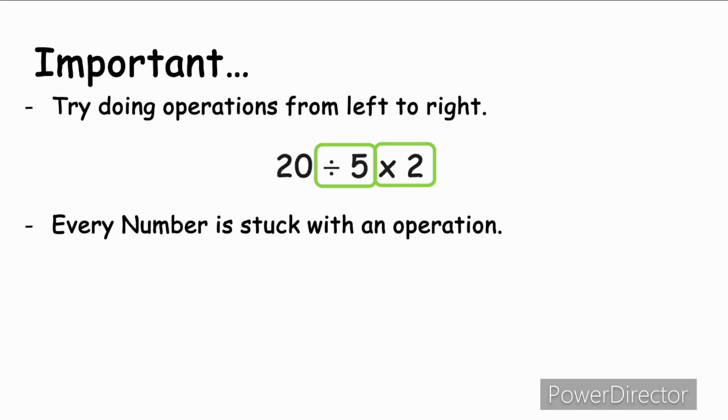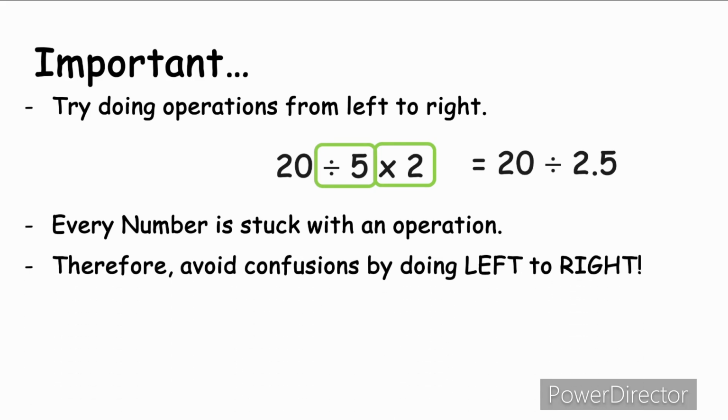This makes a very big difference, as if we did 5 times 2 first, we are forcing a bracket to exist between 5 times 2 for that to be valid. We can still do the right part first, as divided by 5 times 2 gives us divided by 2.5, but usually it is more complicated and takes more time. Therefore, just do everything from left to right, which will guarantee you a correct answer.